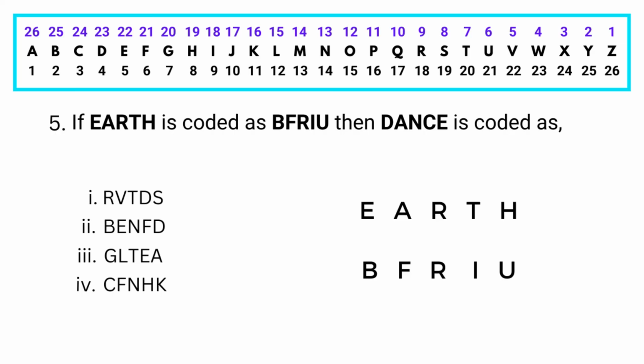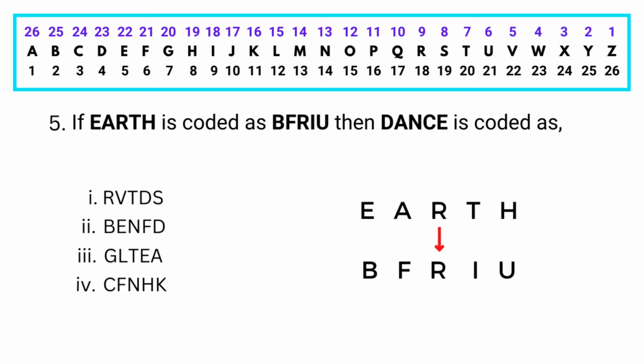The letters are not the same in both words, but we can see the middle letter is the same, R and R. Now let's check how many positions we need to move from E to B. 2 minus 5 is minus 3. From A to F, 6 minus 1 is 5. R is same in both words. From T to I, 9 minus 20 is minus 11. And from H to U, 21 minus 8 is 13. But we can't see any pattern here. So it should be something else.